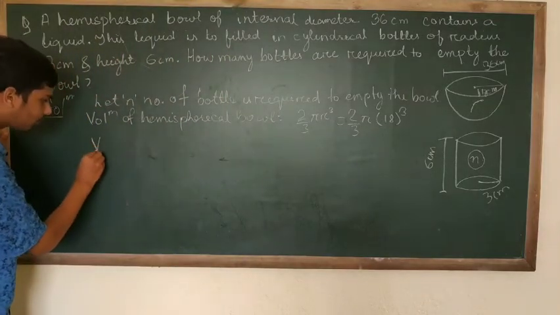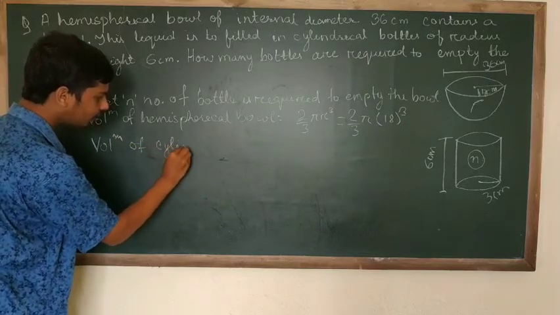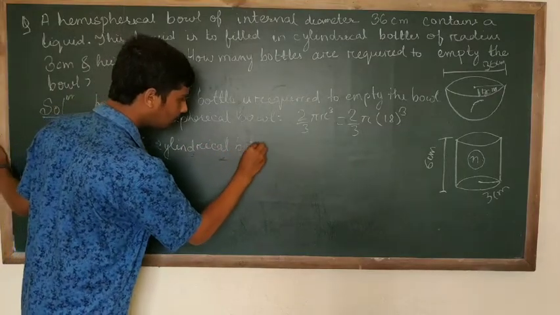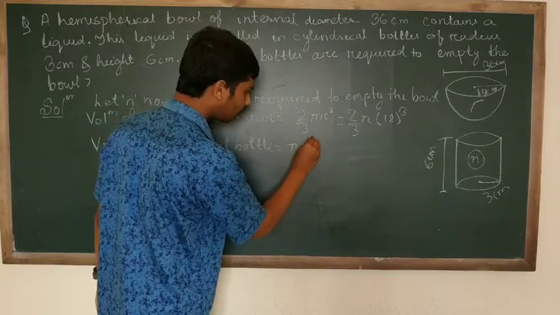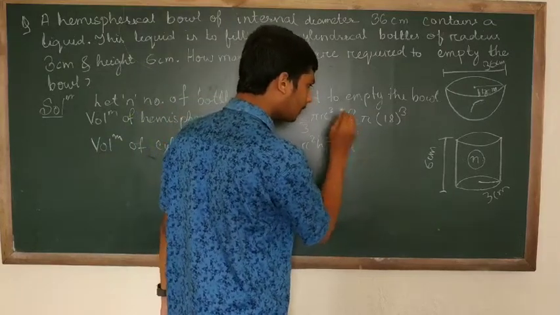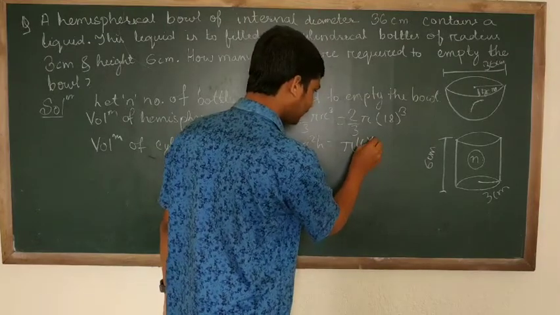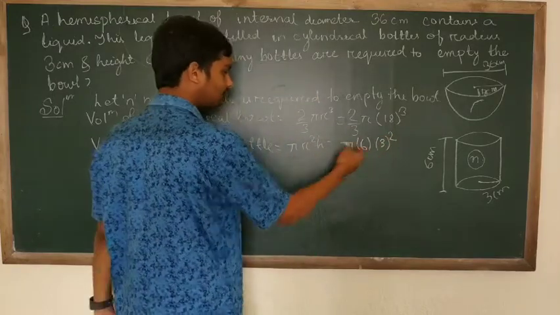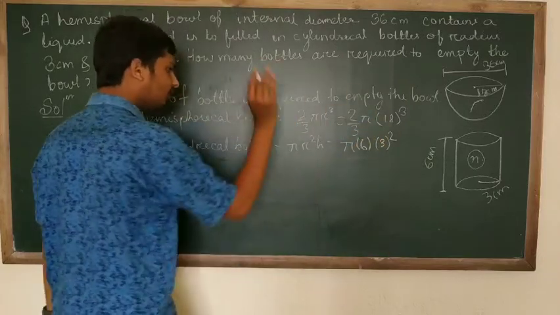So let's find the volume of the cylindrical bottle. It is equal to how much? Pi r square h. We already know about this. So it will be pi into 6, this is h, and r is 3, so square. I have written r here. Don't calculate, let it be in this form.